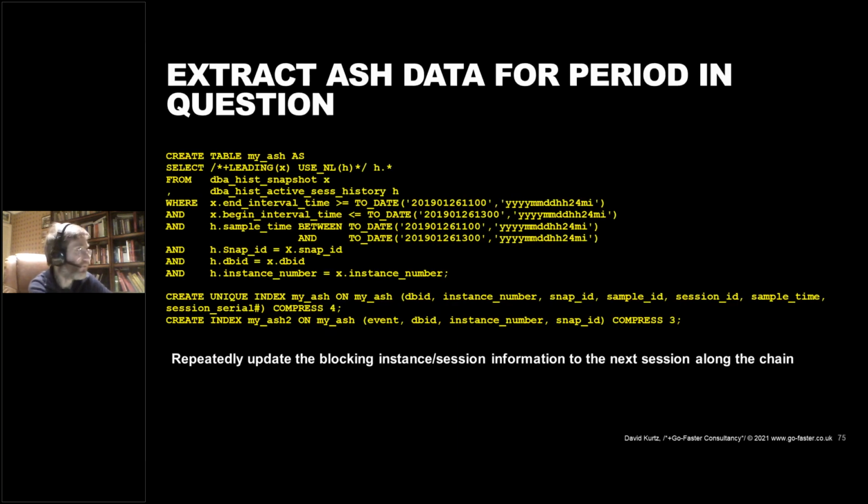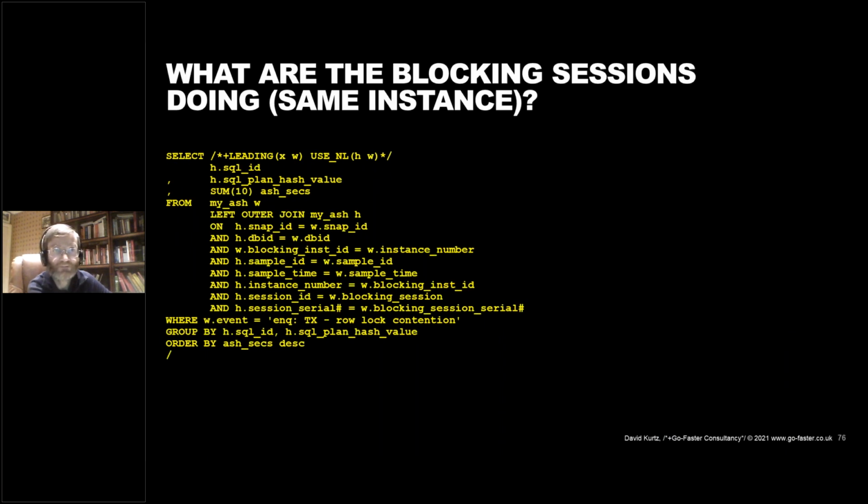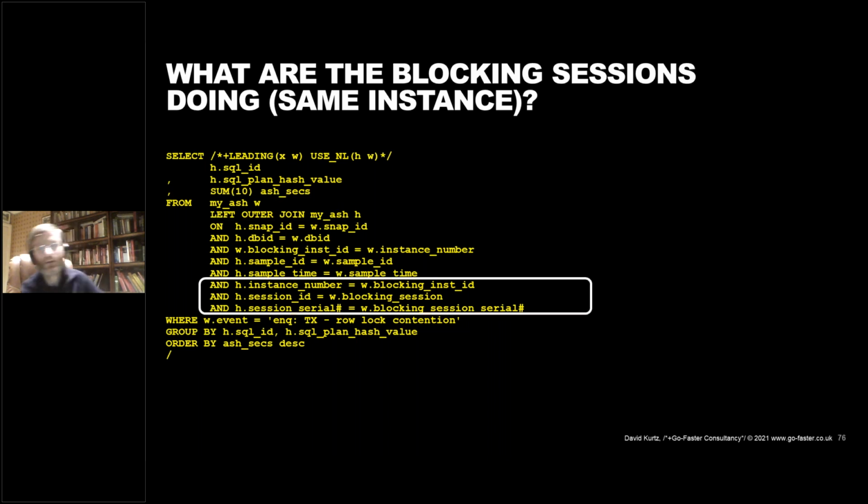I extract the ASH into a table, and I will repeatedly update the table, updating the lock chains. And then, once I've done all that, I can just join the table back to itself by the locking information, where the waiting event is TX, and I can get a profile of what the holding sessions are doing. There's a document on my website which has got all the code for doing this.